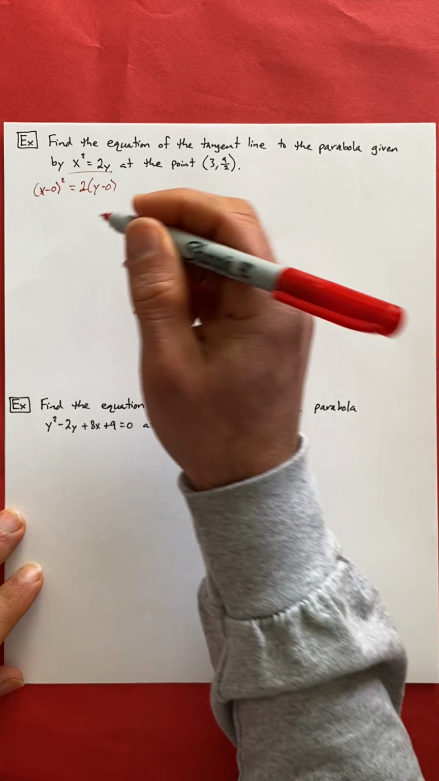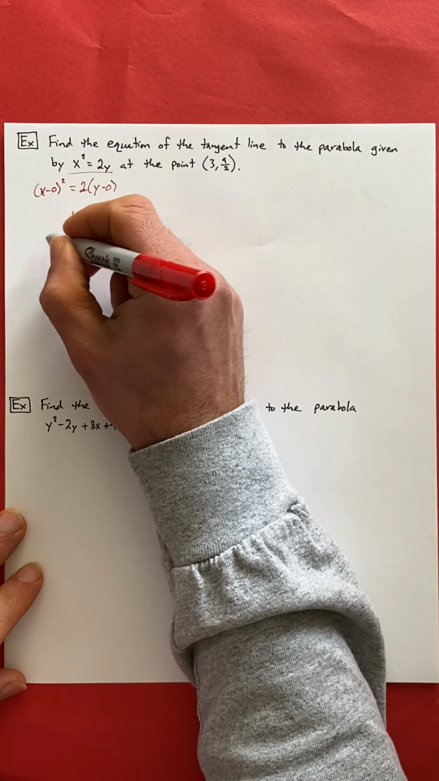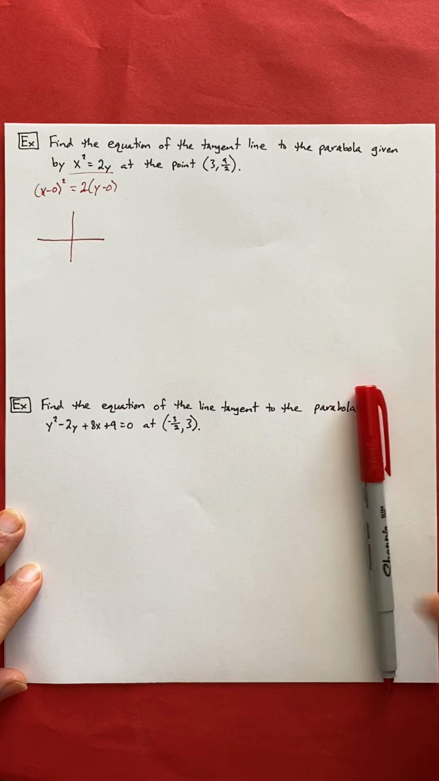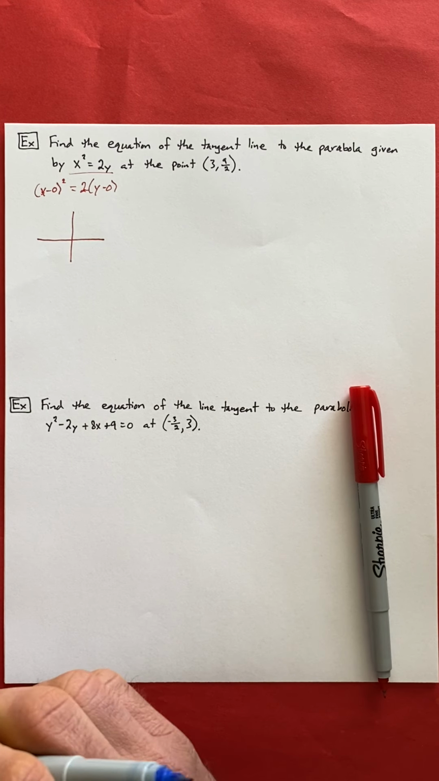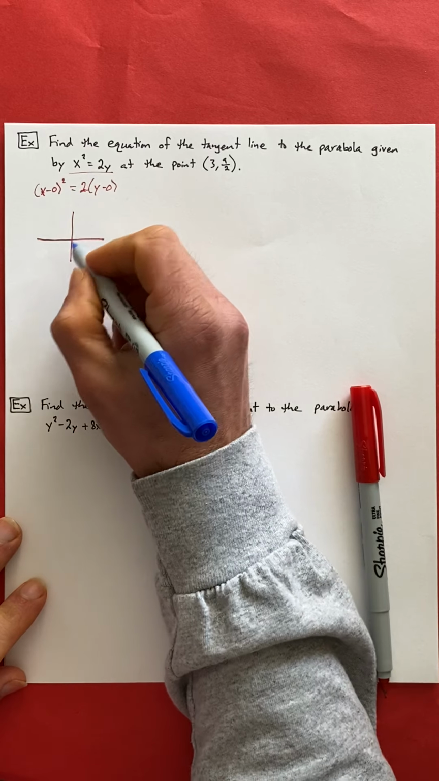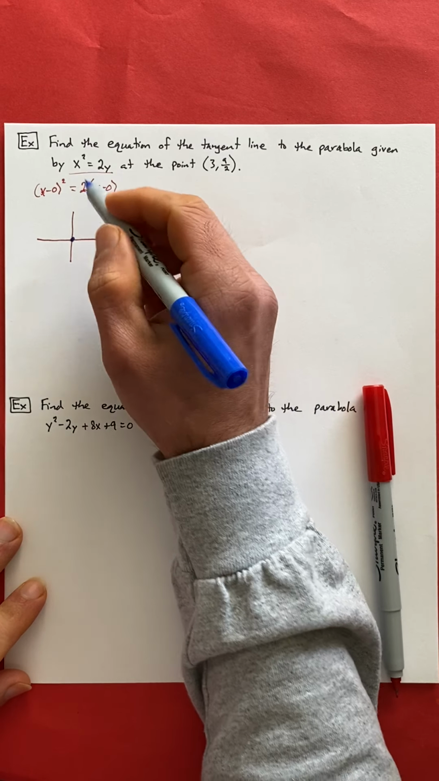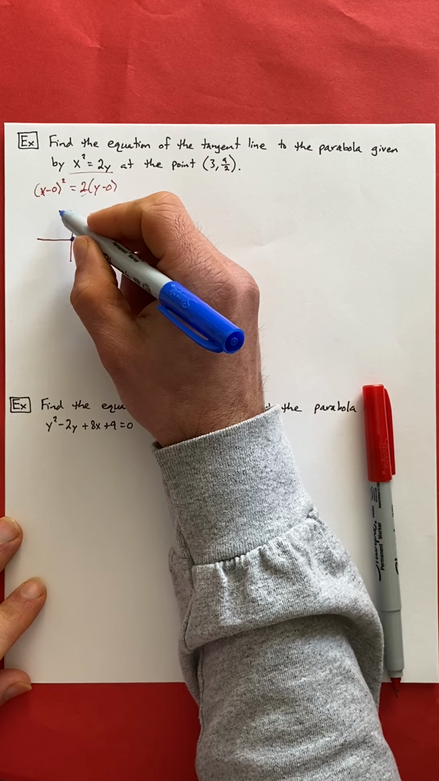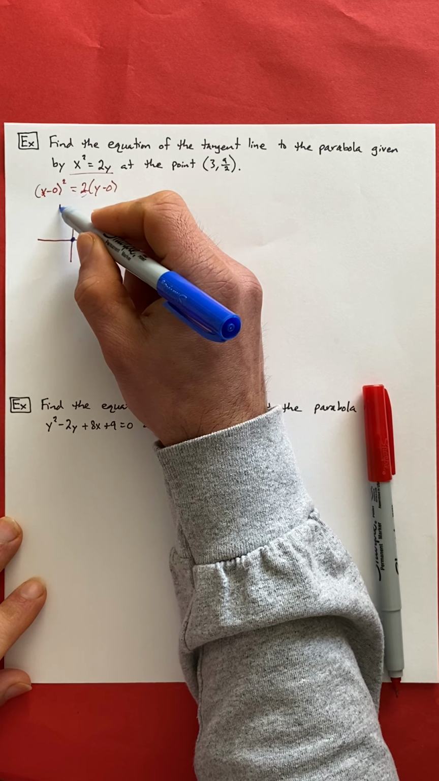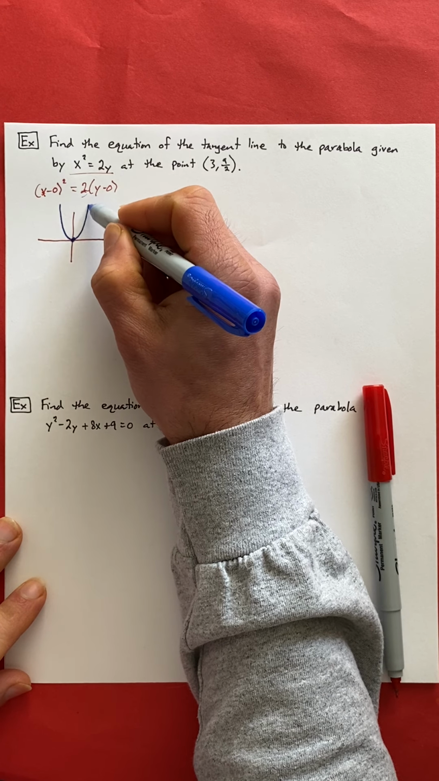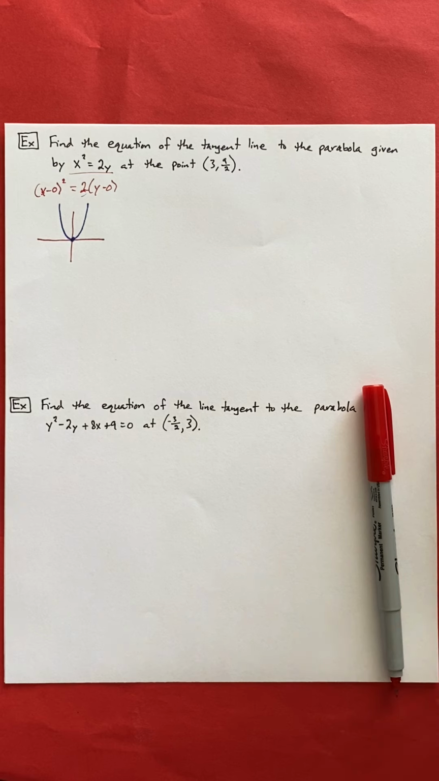Again, you don't have to draw a picture if you don't want to. I like it because it helps me to picture things, helps me to see what I'm doing. I know my vertex point is at 0, 0, so it's right here. And I know based on this number being positive that it opens up because it's x that's being squared. So I have a parabola that ends up looking something like that. So now that I see that I have a parabola and that it opens up, I have a better idea in terms of what it looks like.